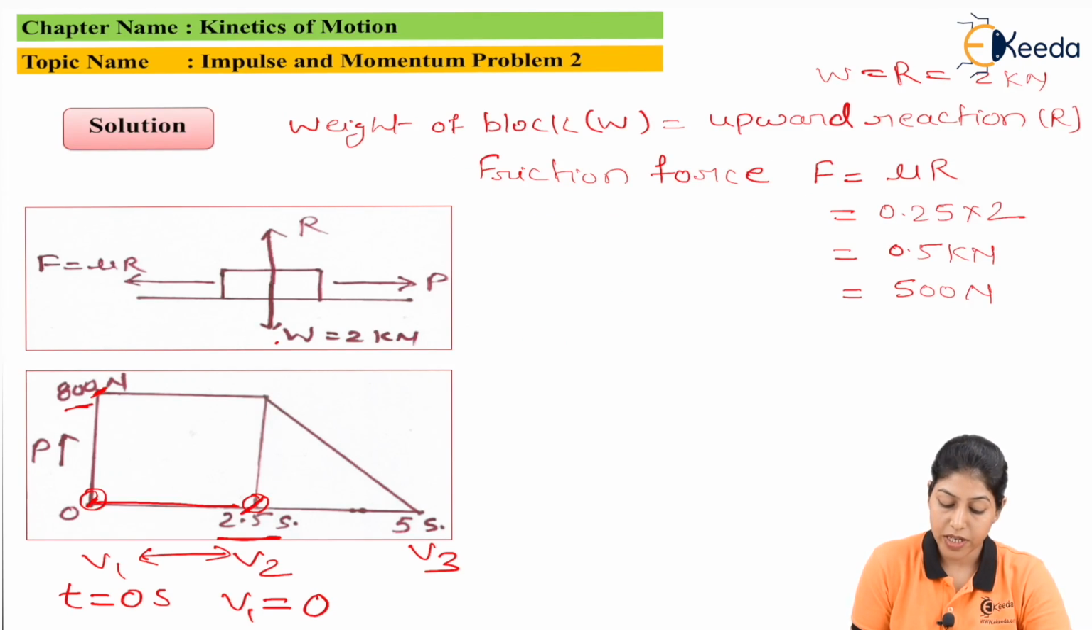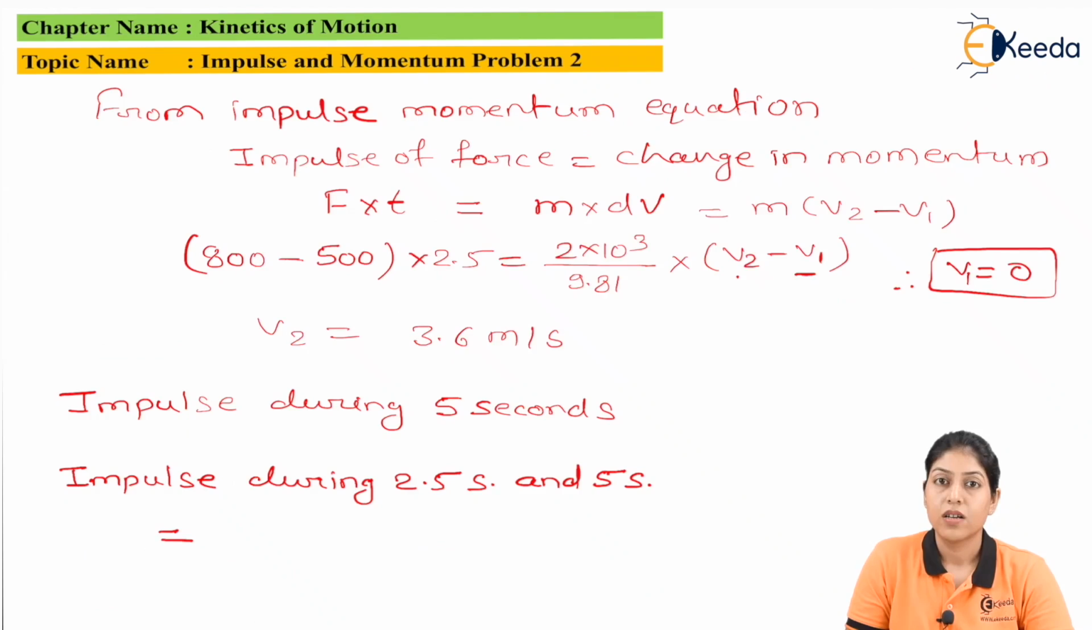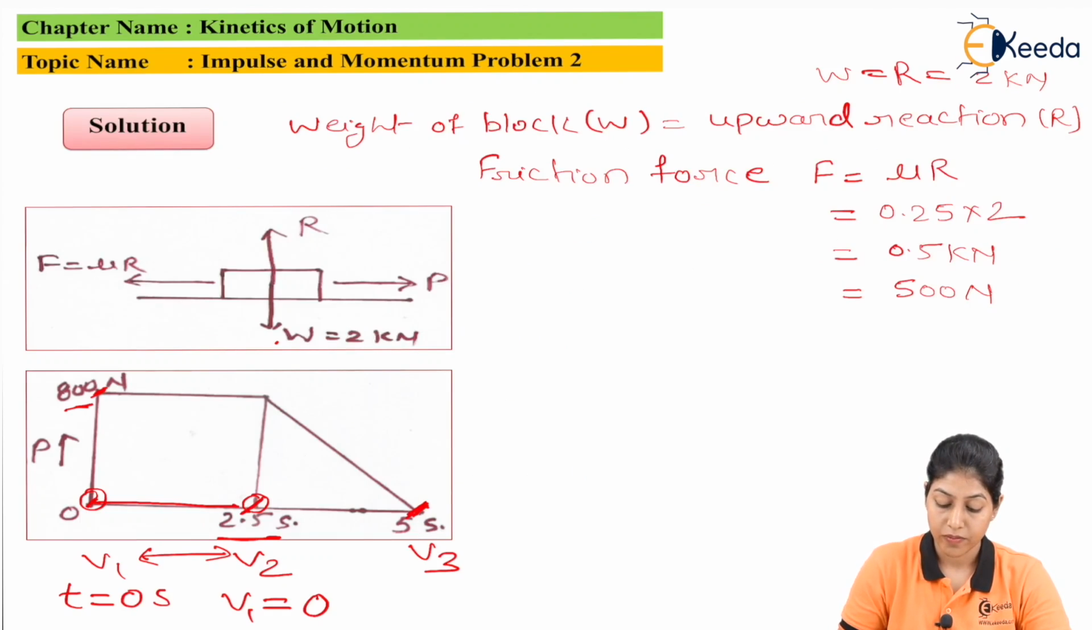Now we have the velocity at this particular point. Now we have to find out the velocity after 5 seconds at this particular point. So we will apply the concept of impulse between 2.5 and 5 seconds. If we want to determine the impulse during 2.5 seconds and 5 seconds, we can determine it with the help of the area of this triangle.